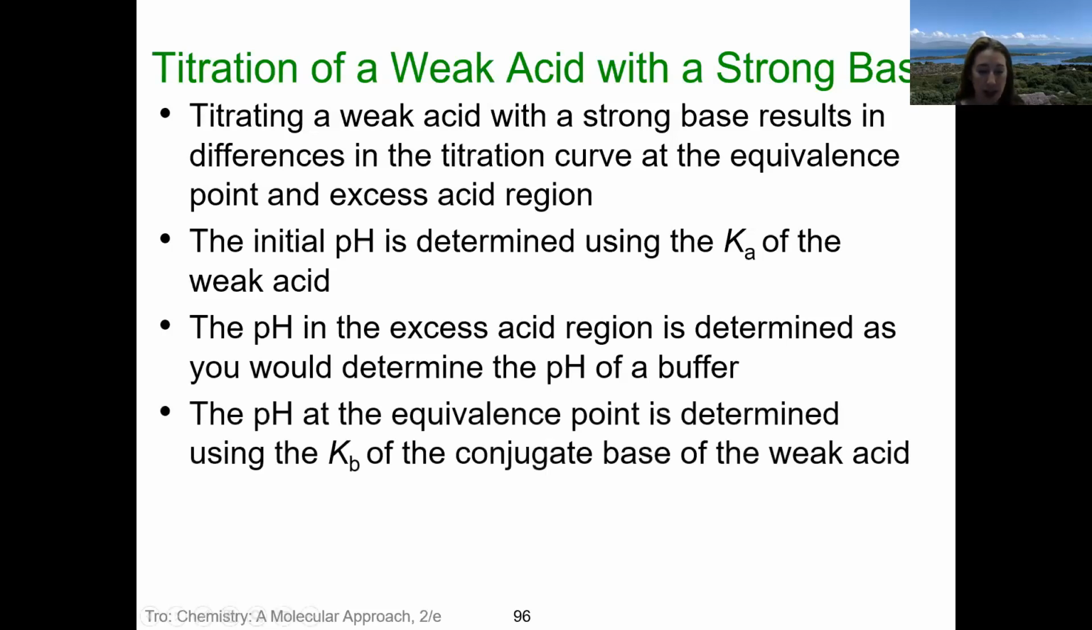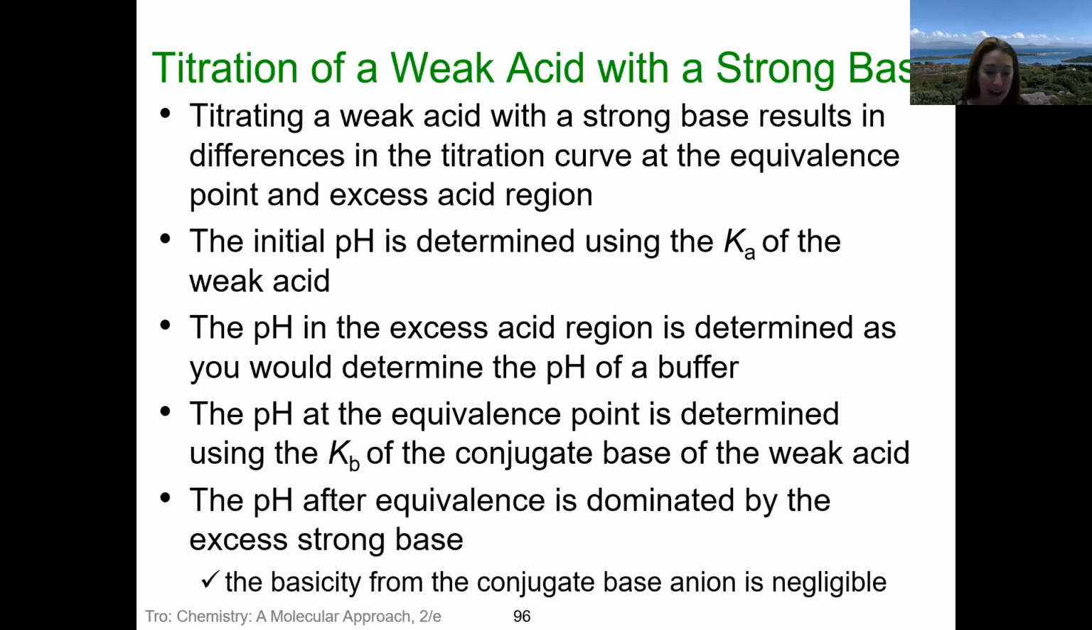Now, the pH in the excess acid region is determined in a buffer. So after we've added a little bit of base, now we've got conjugate base and we have our weak acid. So now we've got a buffer, right? The pH at the equivalence point is found using the Kb of the conjugate base of the weak acid. And then after the equivalence point, it's going to be excess strong base, and we're just going to use the pH of a strong base.